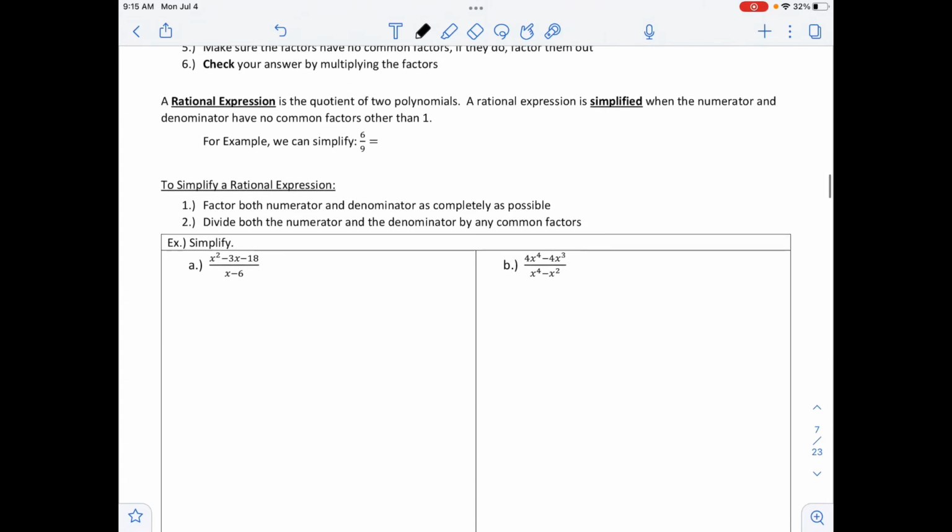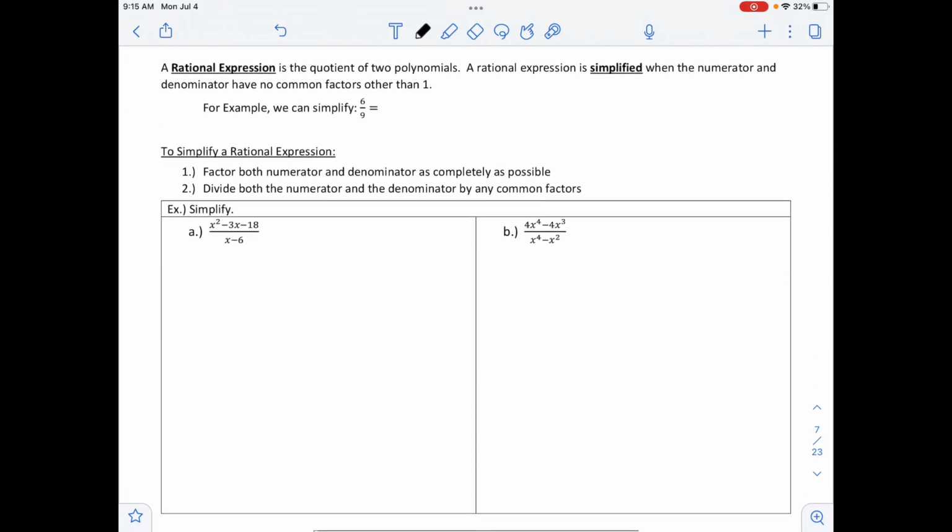So the next thing that we have is a rational expression, or a fraction. This is a quotient of 2 polynomials. A rational expression is simplified when the numerator and denominator have no common factors other than 1. So if they have a common factor, we can reduce those to 1. For example, 6 over 9, we are going to rewrite as 2 times 3 over 3 times 3. And factors are being multiplied together. And so these 3's would reduce to 1, and this fraction would reduce to 2 over 3.